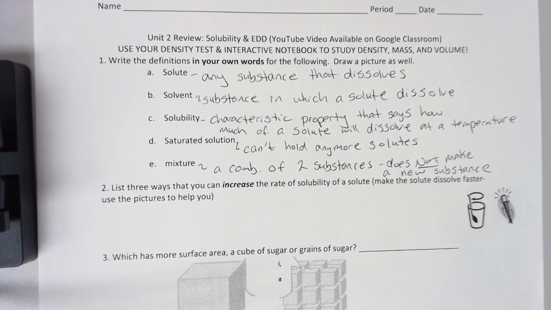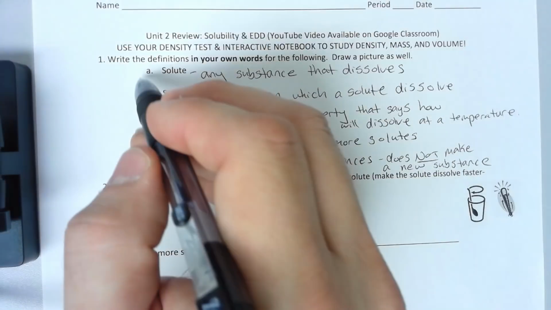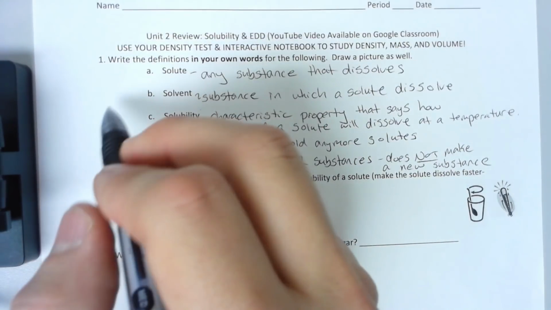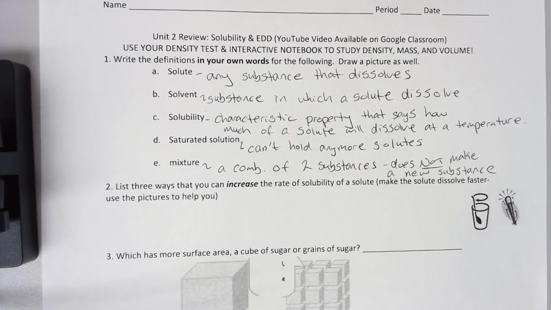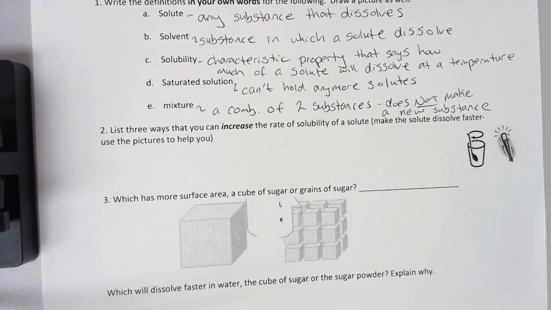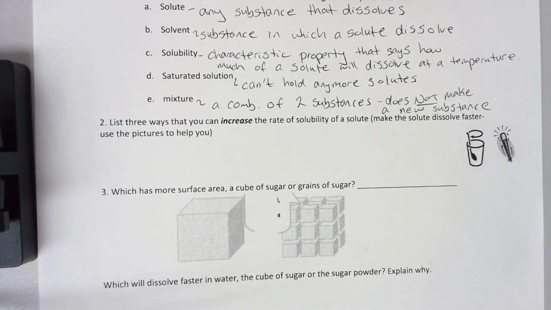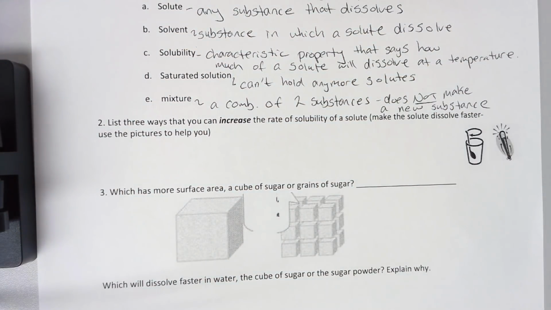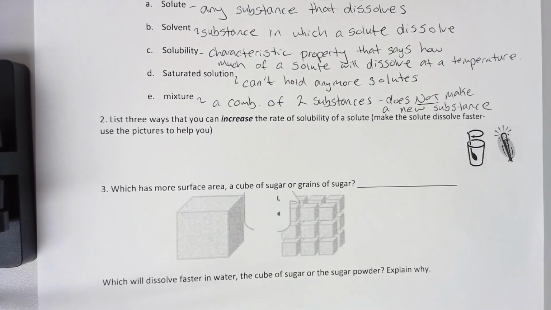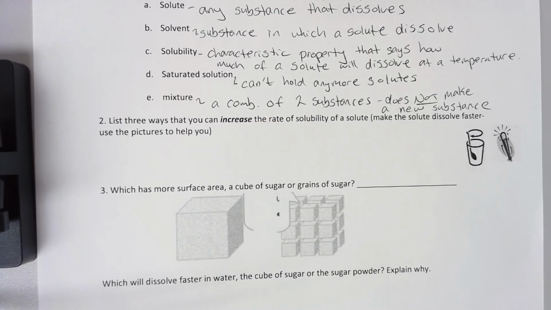Okay, it says draw a picture as well. You should have drawn a lot of these in your interactive notebook, so you can just draw, over here, a cup with sugar and water. You can label solute, solvent, and you can draw little dots on the bottom to show that it's fully saturated. Okay, list 3 ways that you can increase the rate of solubility of a solute. Or basically, how can you make the solute or the powder or whatever it is dissolve faster? And use the pictures to help you out.